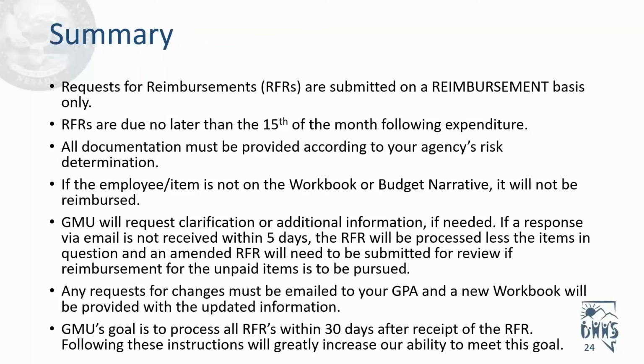GMU will request clarification where additional information is needed. We give you 5 days. We will request things. A lot of times we'll do it by phone, or we'll send you an email if I can't get hold of you on the phone. If we don't get a response within 5 days, working days that is, we will process it less the item in question. And if you want to be reimbursed for that, it's something you can pursue on an amended reimbursement.